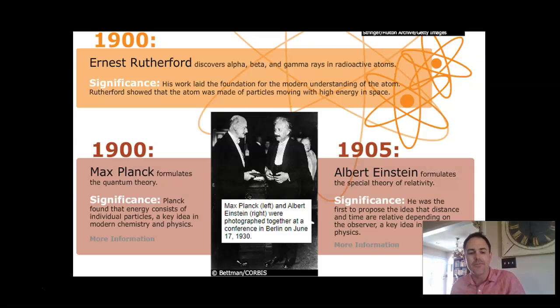And then in 1900, Max Planck formulates the quantum theory that energy consists of individual particles. Then in 1905, Einstein formulates the special theory of relativity, that distance and time are relative depending on the observer. So these are massive, massive advancements in chemistry and in physics, and they're going to have impacts on the kinds of products that are going to be produced.